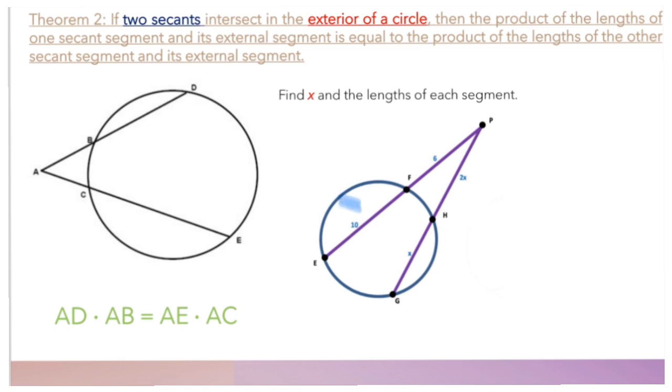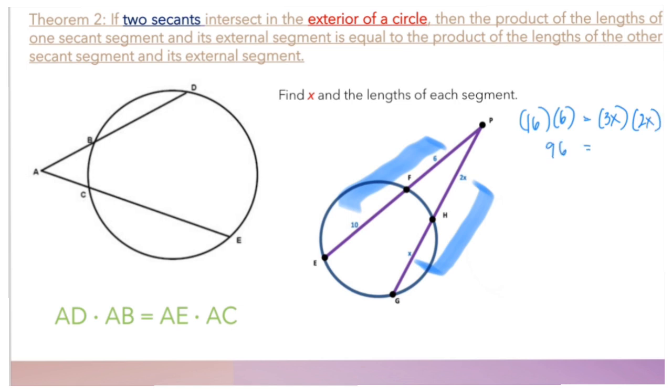So the entire thing here from 10 to 6, 10 and 6, what I mean, so 10 plus 6, that will give us 16. That's the entire second segment. As for the external, it's just 6. Following the same concepts, this is x and this is 2x. Adding the two things, x plus 2x, that will give us 3x. And the external is 2x. So 3x times 2x. So 16 times 6 is 96. 3x times 2x is 6x squared.